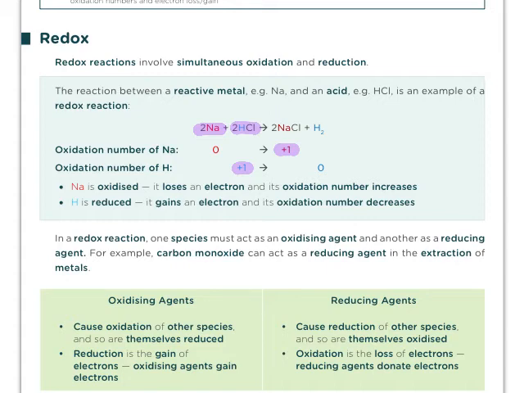And if we look again at the oxidation number of the hydrogen, it started off as +1 here, and because it's in its elemental state here, then it has to have an oxidation number of 0. So it's decreased from +1 to 0. So that tells us that the sodium is oxidized because its oxidation number has increased, and the hydrogen is reduced because its oxidation number has decreased.